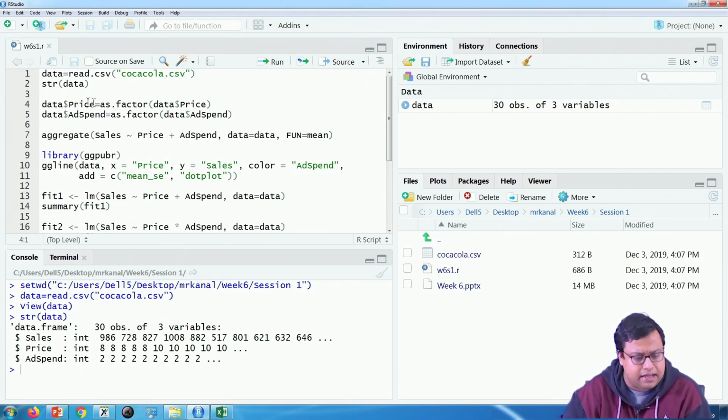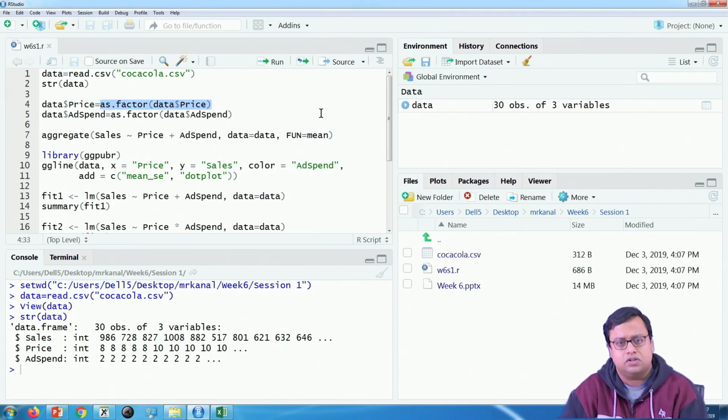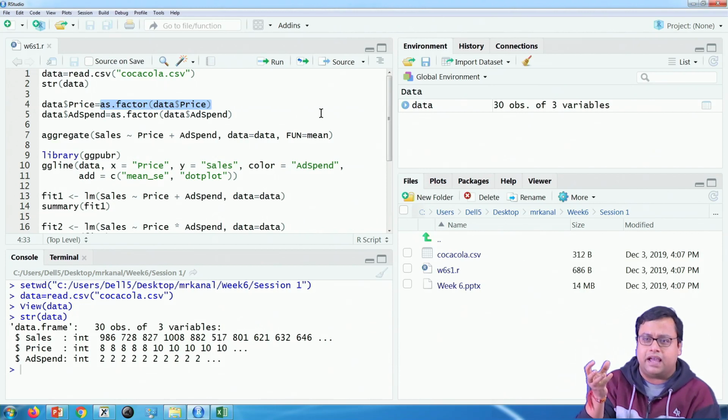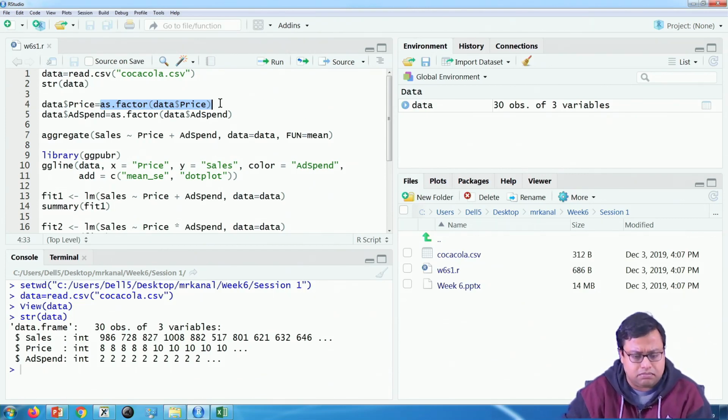So, what did I write? I write data$price equal to as.factor(data$price). So, pick up data$price, meaning the price column of the data set named data, change it to factor form and then put it back in data$price. So, I will run this.